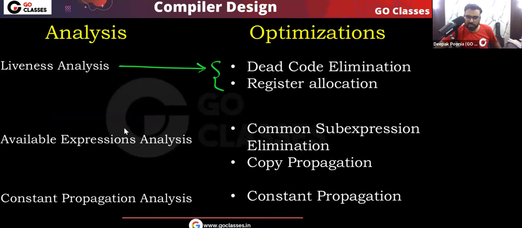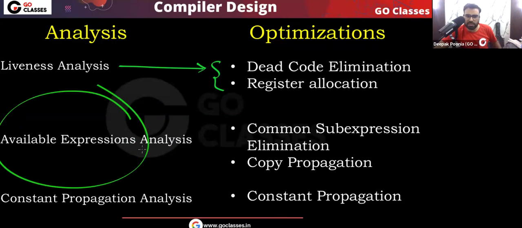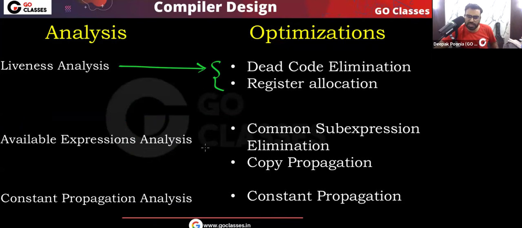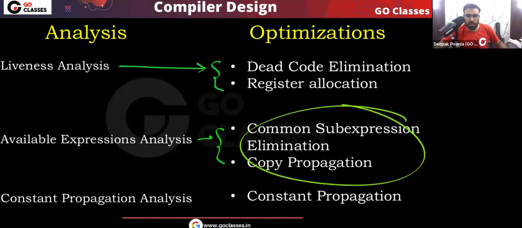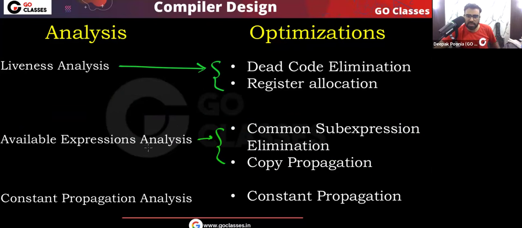In this available expression analysis, we do the analysis of which expressions are available at any point, at any statement in the program. Once this analysis is done, then we can perform these optimizations: common subexpression elimination and copy propagation. So remember, to perform these transformations, first we need to perform this analysis, that is available expression analysis.